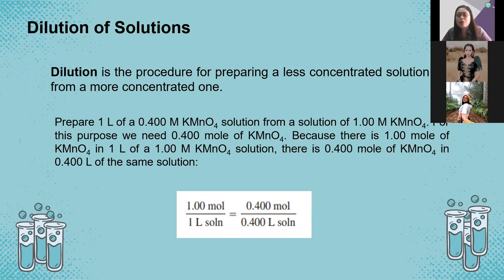Adding water there, class, is actually a process called dilution. So even in our home or in the laboratory, we are actually doing dilution. So again, we prepare a less concentrated solution from a more concentrated one. On the screen, we have an example wherein in the laboratory, we'll be preparing 1 liter of 0.400 molar potassium permanganate. So this one is the less concentrated solution. So again, 0.400 molar potassium permanganate and its volume is 1 liter. So where does it come from? We will be diluting the original solution and that is 1.00 molar.